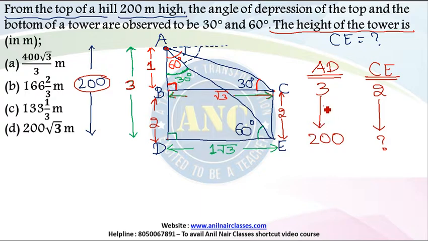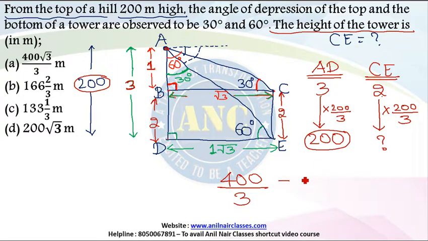3 should become 200, so multiply by 200 by 3. 3 into 200 by 3 is nothing but 200 itself. 2 also, multiply by 200 by 3. 2 into 200 by 3 is the answer for this question, 400 by 3, or in mixed fraction it can be written as 133 1 by 3 meters, which is nothing but my third option. I hope the idea is very clear for you people.